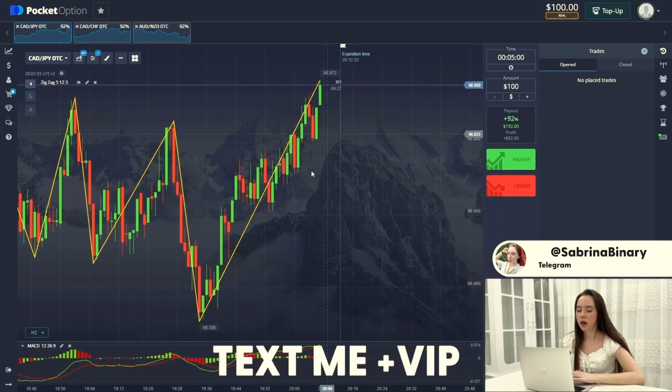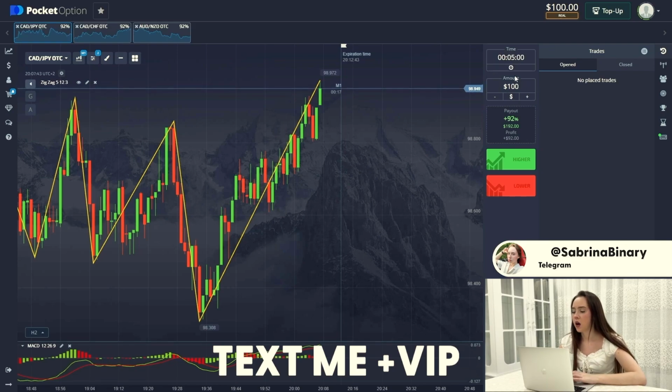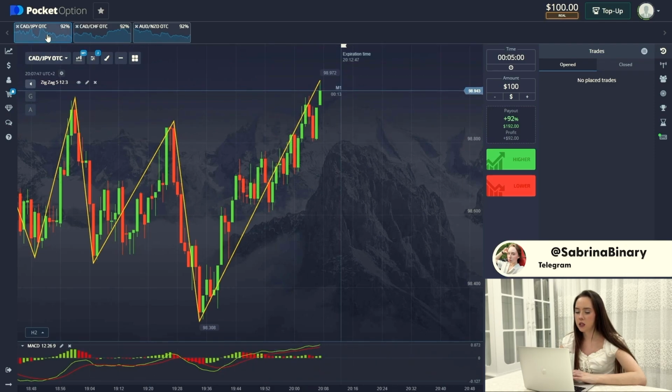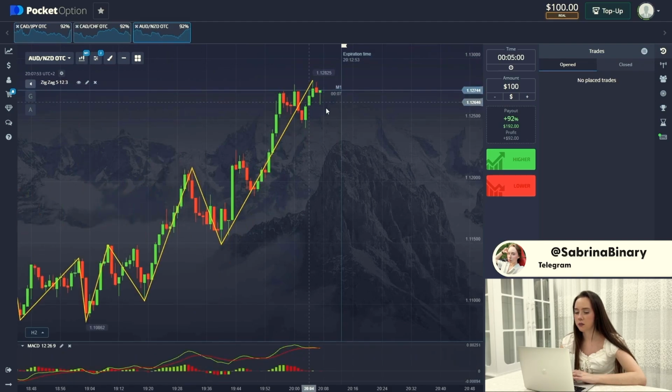Well, trader, here we are with you already on the broker's site, and here are the currency pairs I have picked up for us today. The starting balance for today is $100 and the time frame for the first trade is 5 minutes, and the amount of the first trade will be $100. And let's move on to the first currency pair.